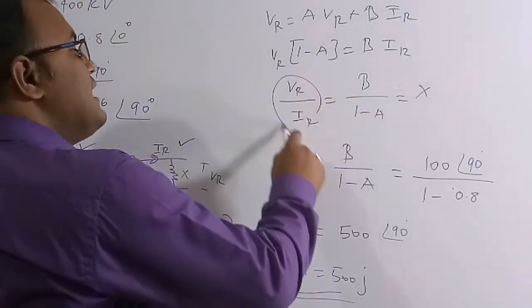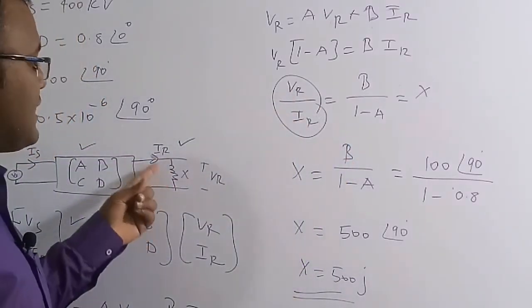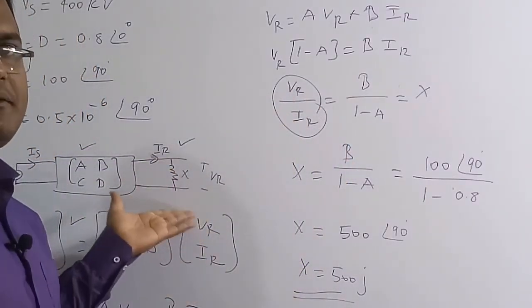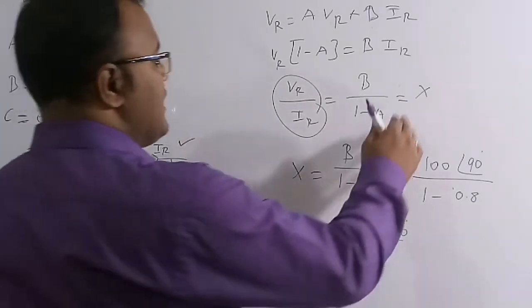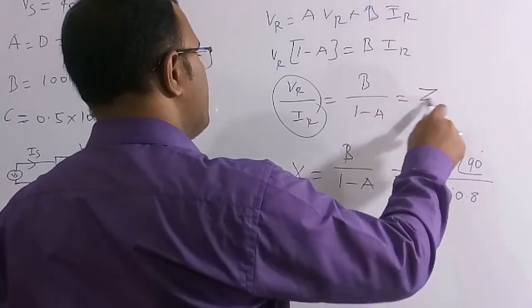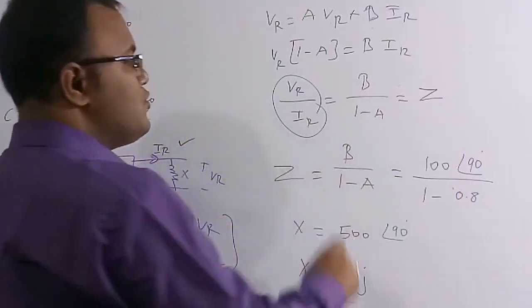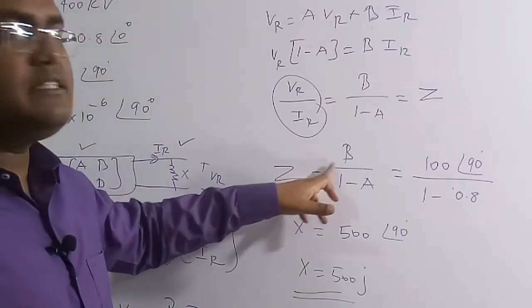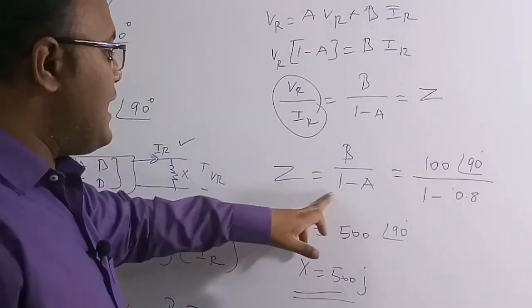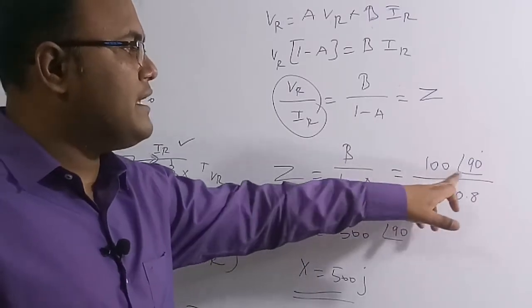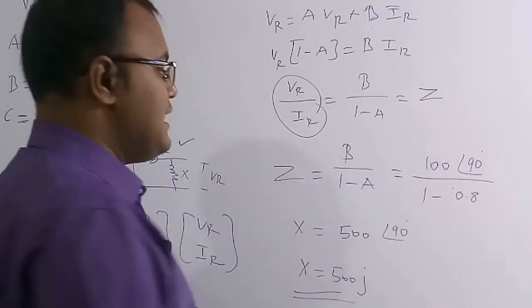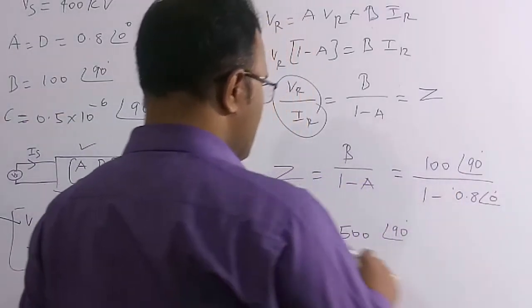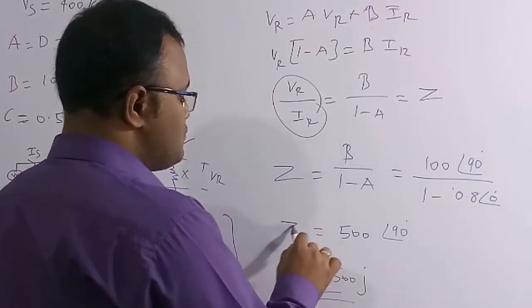Vr by IR is nothing but voltage by current, which is the reactance or the impedance of this circuit. You can write here Z or you can write X, nothing to worry. Therefore Z is equal to B by (1 minus A). We know the value of B is 100 angle 90 degrees and A is 0.8. So, 100 angle 90 degrees by (1 minus 0.8) at an angle of 0.